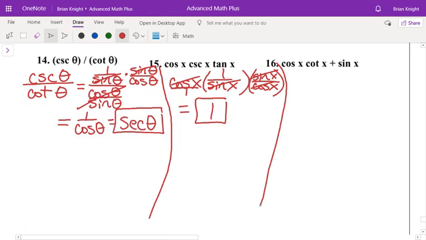All right, 16. Cosine x, leave it alone. What can I change cotangent x to? Cosine x over sine x. Cosine x over sine x plus, I'm going to leave sine of x alone.